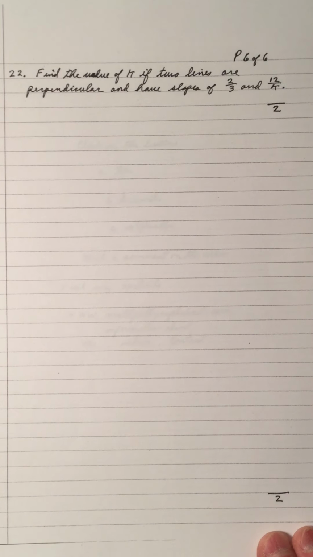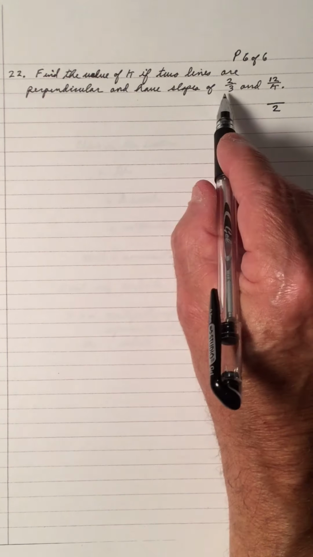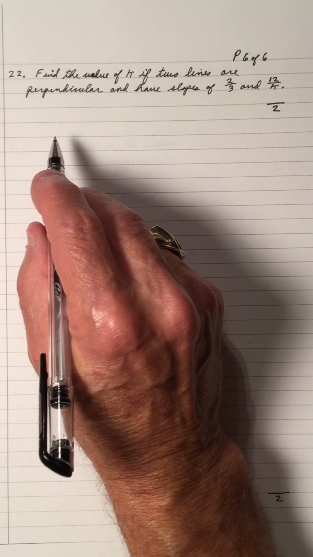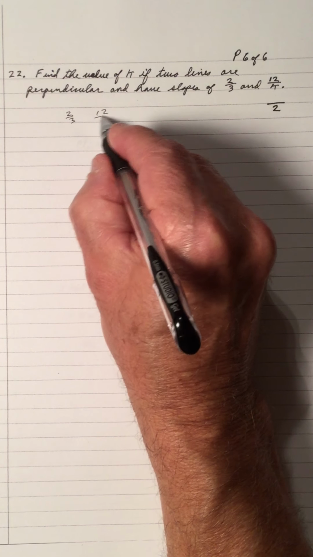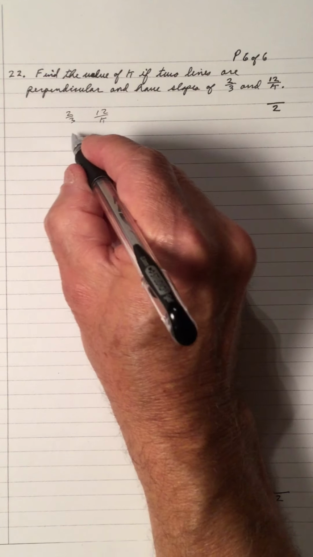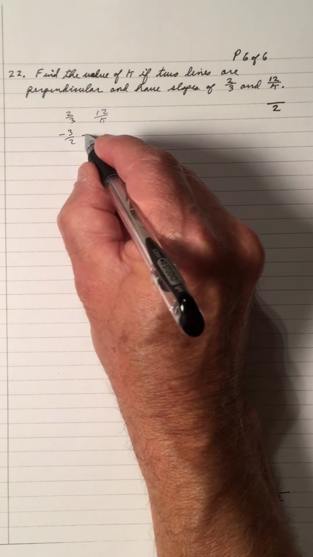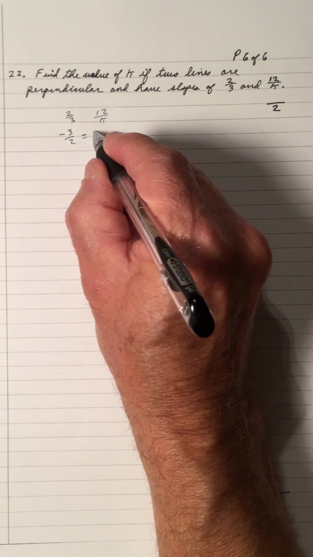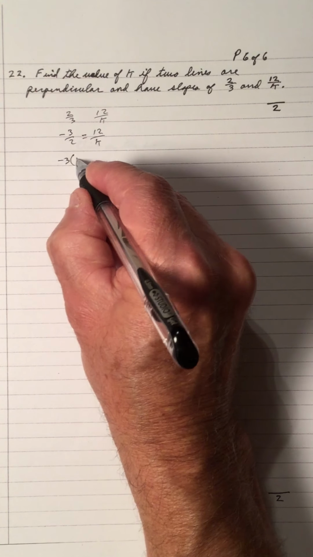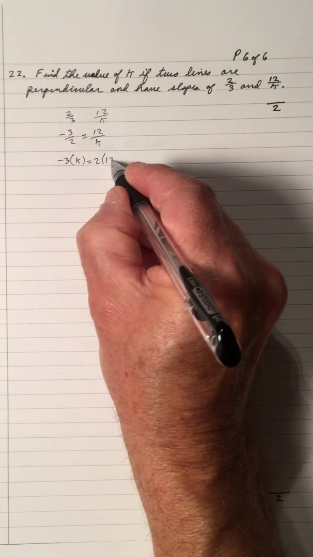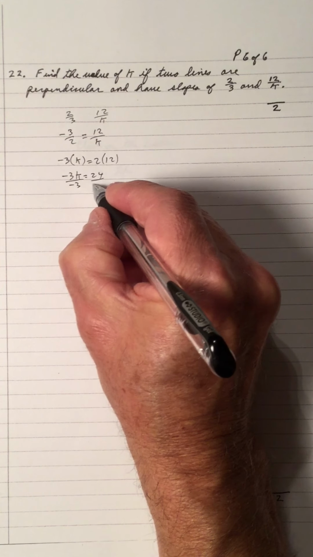And the last question on your quiz or review, find the value of k if the two lines are perpendicular and have slopes 2/3 and 12 over k. Well, you can do two things here. You've got to do the negative reciprocal. So if I take 2/3 and 12 over k, I can go 2/3 negative reciprocal is -3 over 2. And then that negative reciprocal is equal to 12 over k. And then I can cross multiply. -3 times k equals 2 times 12.